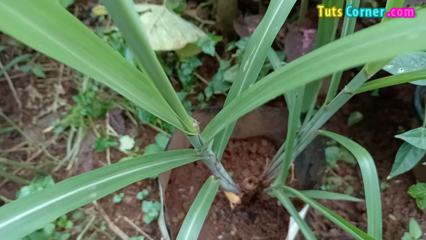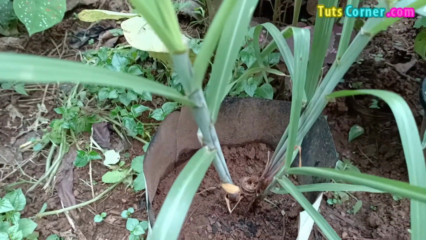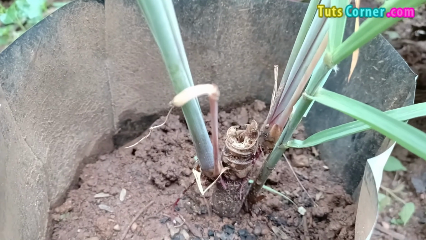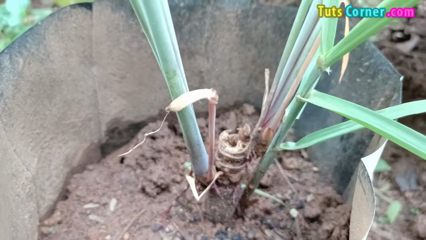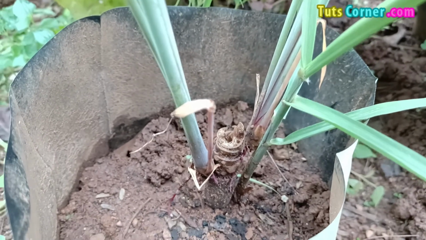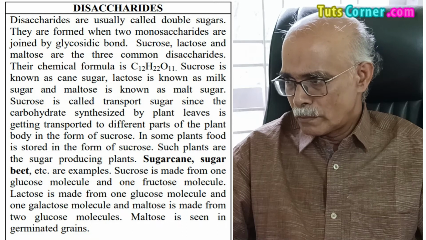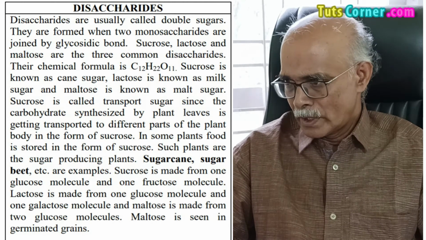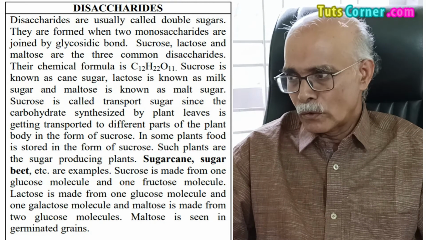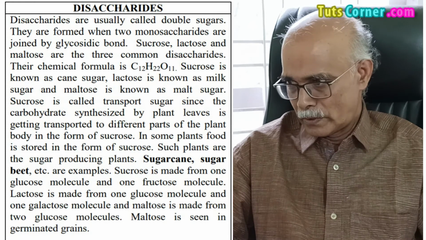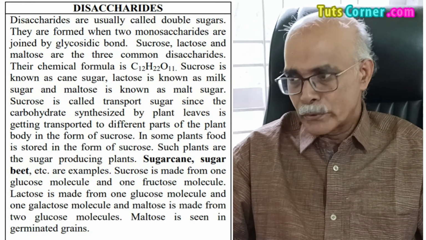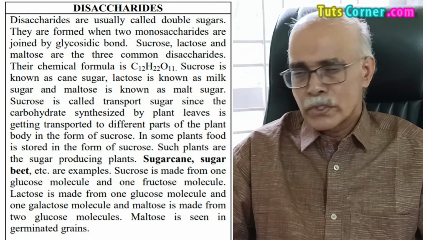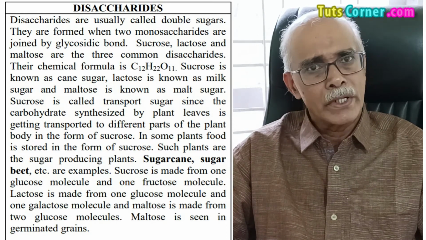In some plants, food is stored in the form of sucrose. Such plants are the sugar producing plants. Sugarcane, sugar beet, etc. are examples of sugar producing plants. Sucrose is made from one glucose molecule and one fructose molecule. Lactose is made from one glucose molecule and one galactose molecule, and maltose is made from two glucose molecules. Maltose is seen in germinated grains.